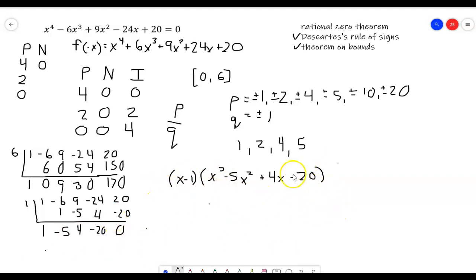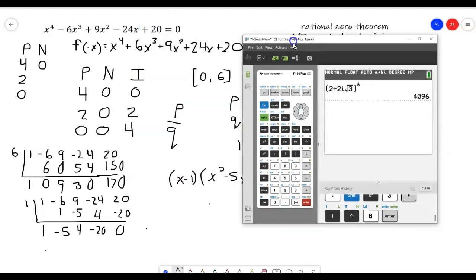Now for the rest of these, I could keep trying these again. It still might be 1 again. I could keep using synthetic division on these, but this time I'm going to show you how to do it on the calculator because that's a good skill to have.